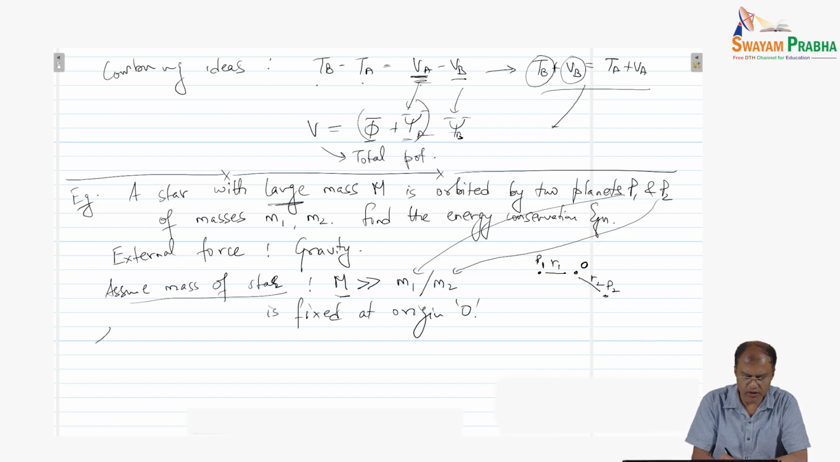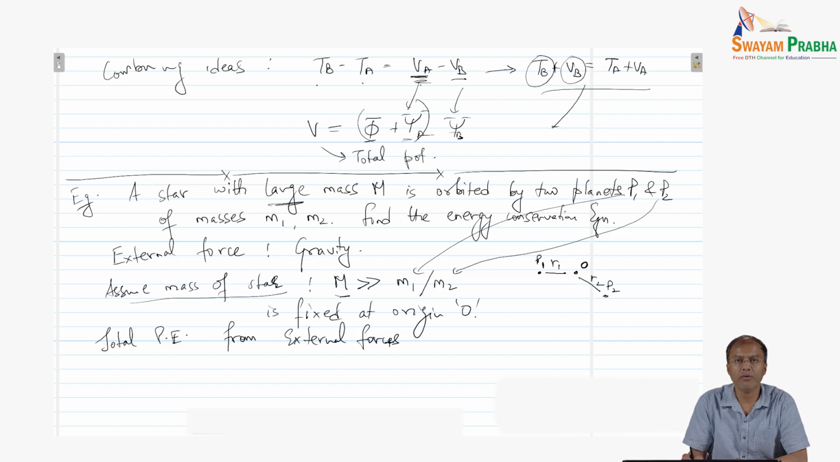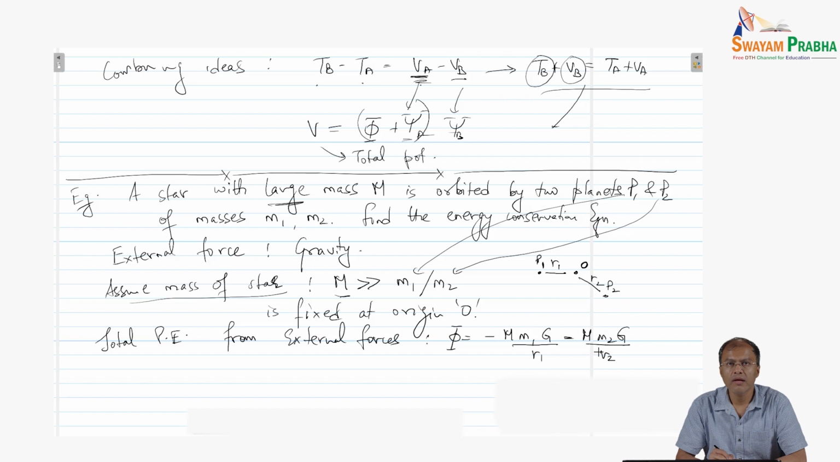And now we have the total potential energy from external forces. The total potential energy from external forces is given by phi, which is minus M M1 G by R1 minus M M2 G by R2, right? So the total potential energy from the external forces is given by this.